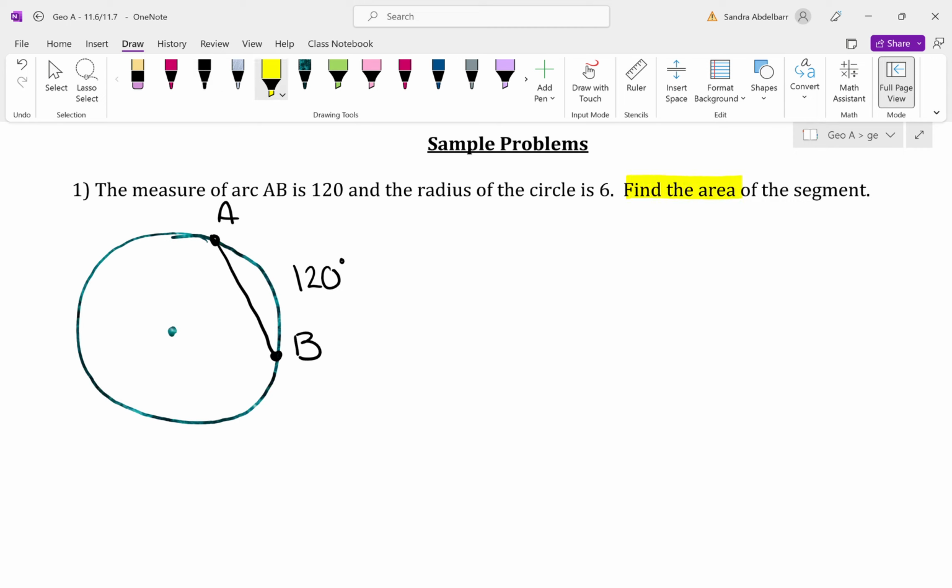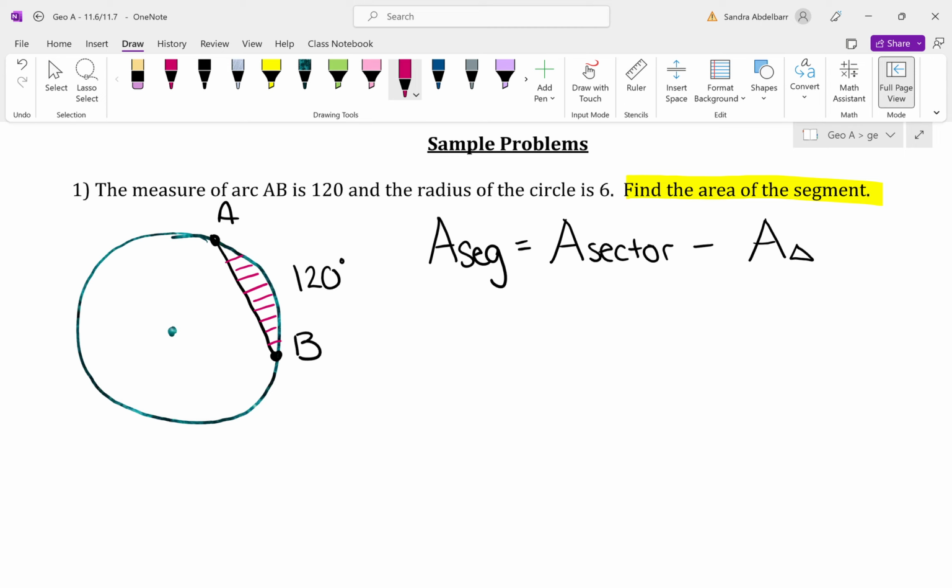So the minute I see find the area of the segment, I'm going to now write out the formula. Area of a segment is equal to the area of the sector minus the area of the triangle. So we know this is our segment. I want to find that sort of slashed area.